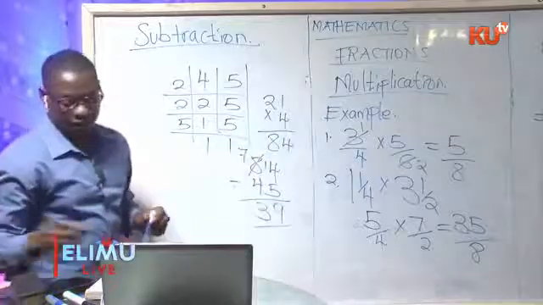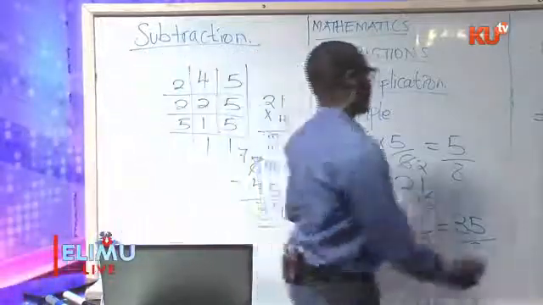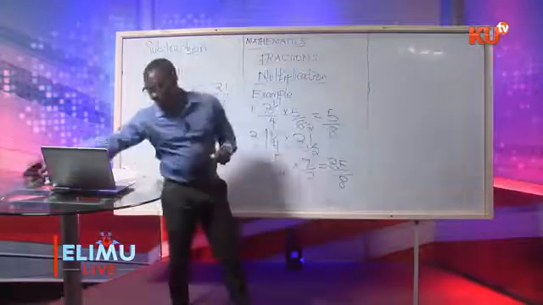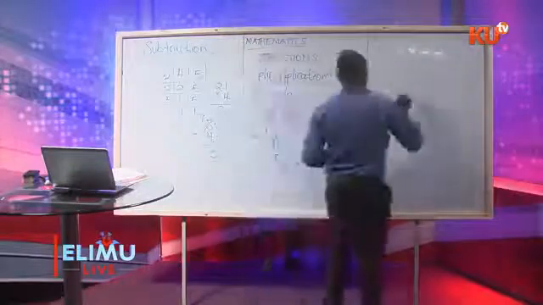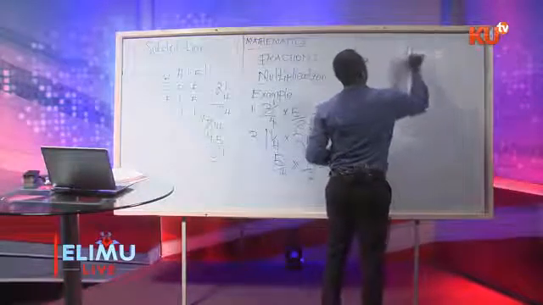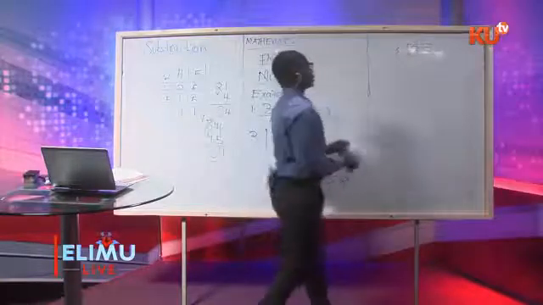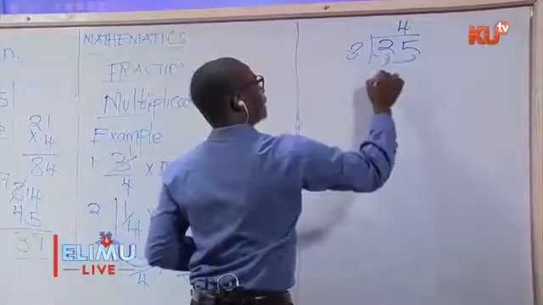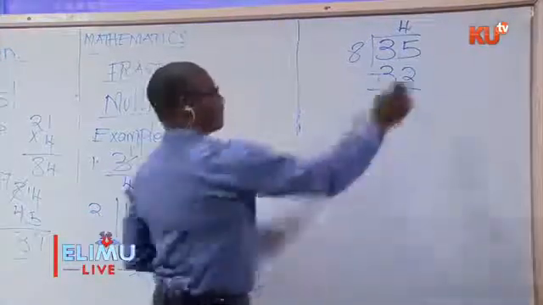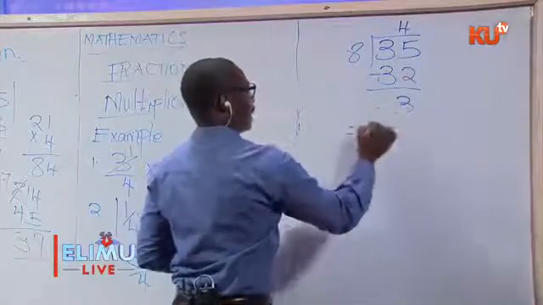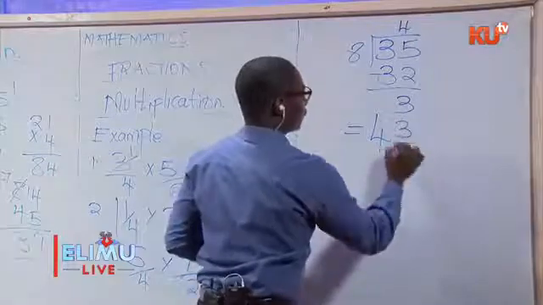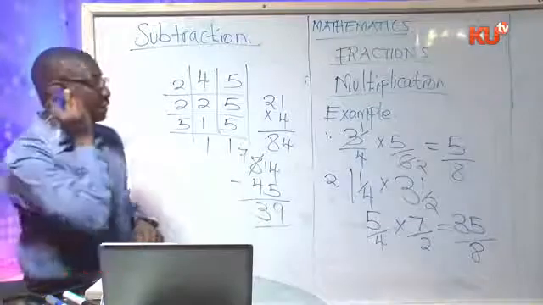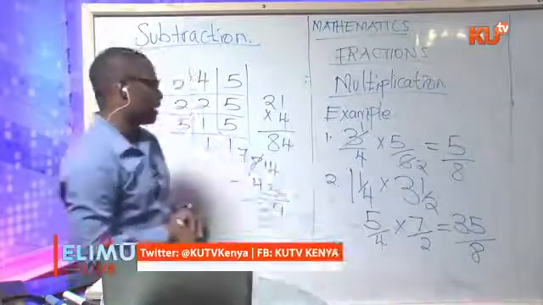Then you change that 35 over 8 into a mixed fraction. 35 divided by 8: 8 goes into 35 4 times to get 32. Subtract 35 minus 32 is 3. So therefore your answer is 4 and 3 over 8. That is what we do when we are multiplying mixed fractions.